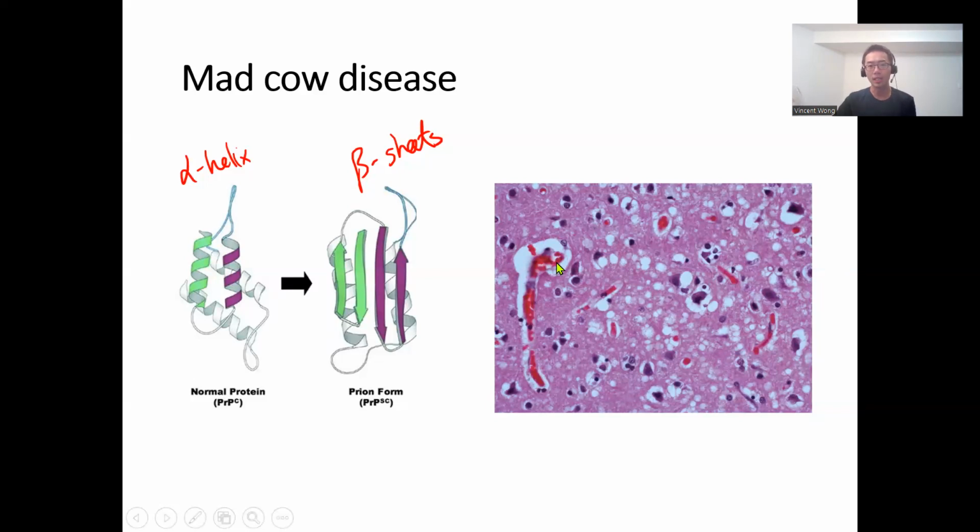It will leave holes in your brain. This is from the brain of someone who died from mad cow disease. You can see all these holes. It's not supposed to be there, right? Mad cow disease is called spongiform encephalitis. Spongiform means it looks like a sponge full of holes. Encephalitis means inflammation of the brain. So that is not a good way to go. But that's one example of how studying these alpha helices and beta sheets is important.